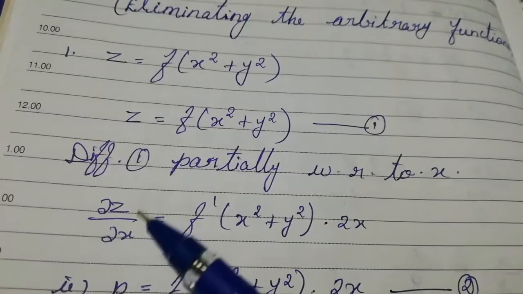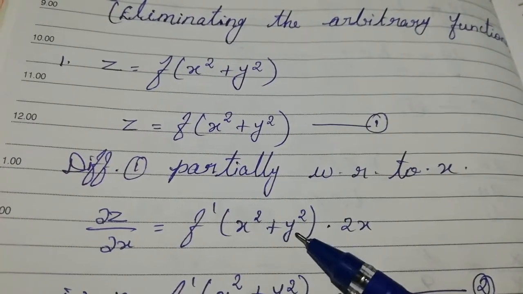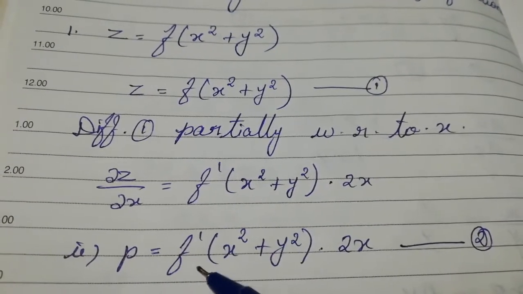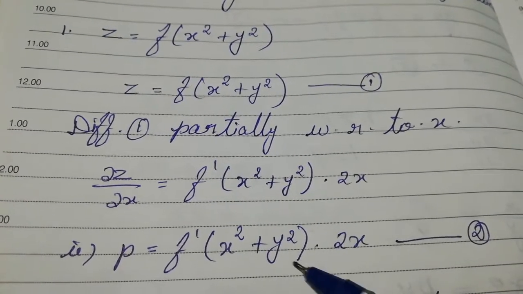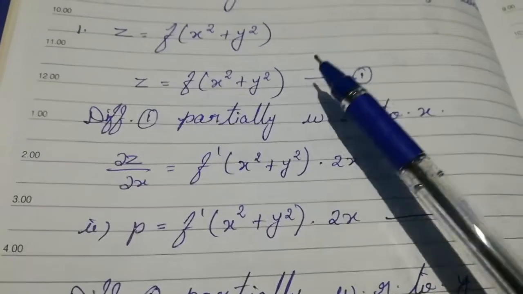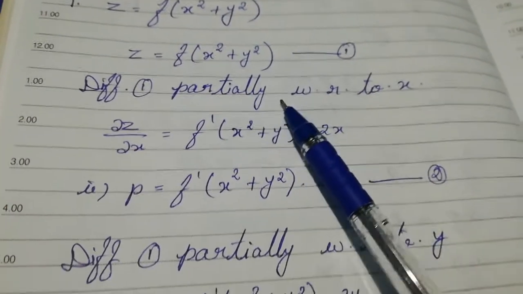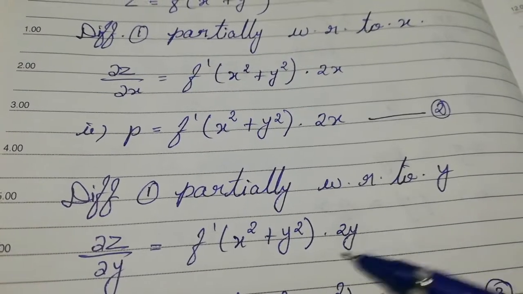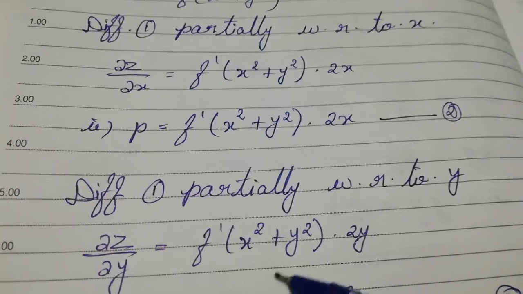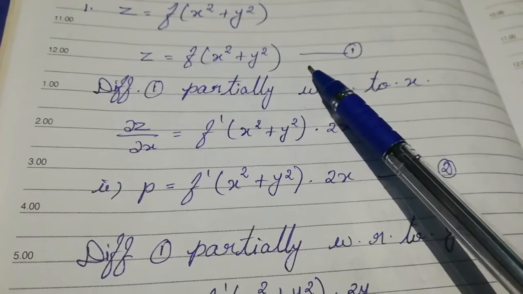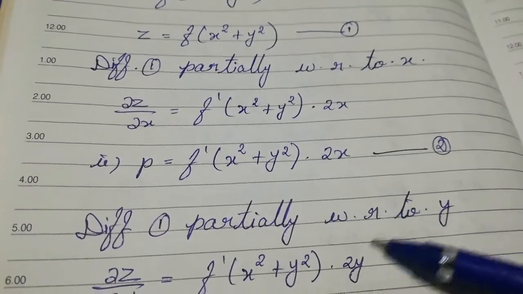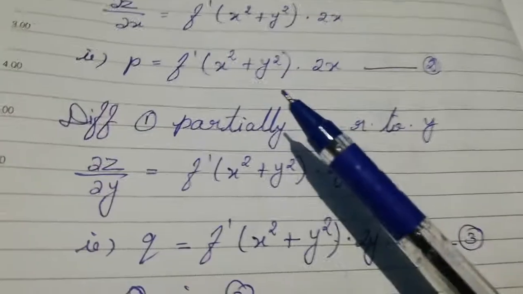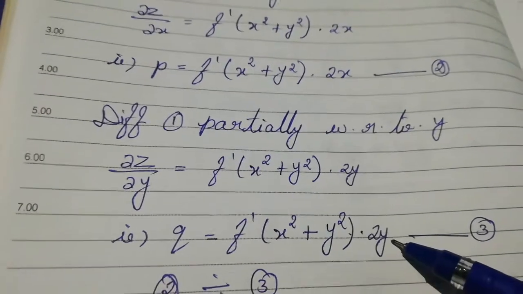Okay, so dou z by dou x is equal to f dash of x square plus y square into 2x. What is dou z by dou x? That is p. So p is equal to f dash of x square plus y square into 2x. Then next differentiate the first one with respect to y. What we get, dou z by dou y is equal to f dash of x square plus y square into 2y, because we differentiate the first equation with respect to y, therefore we get 2y here. What is dou z by dou y? That is q. So q is equal to f dash of x square plus y square into 2y.